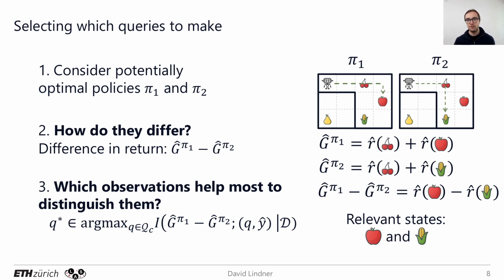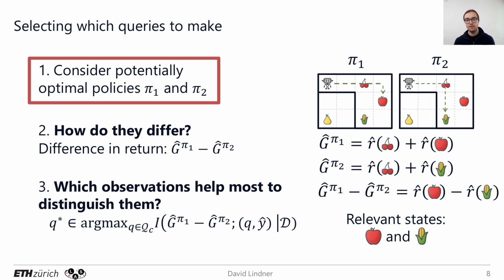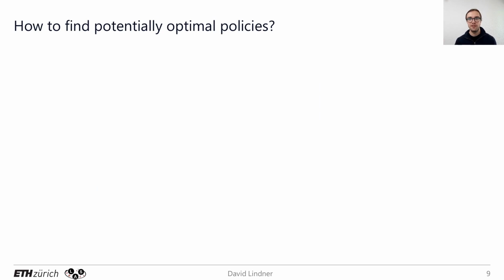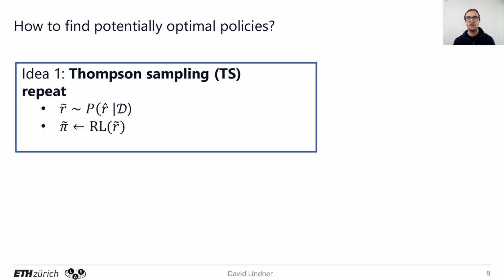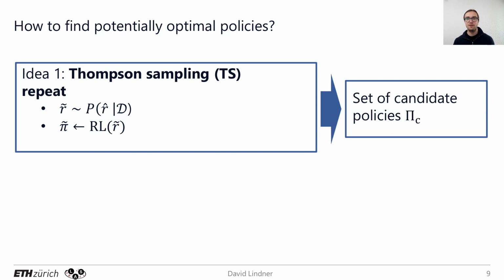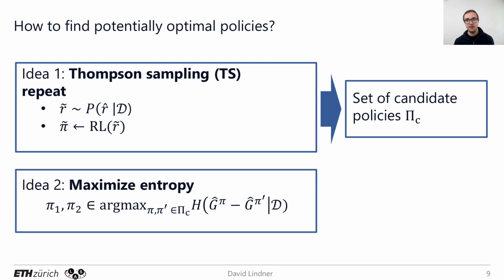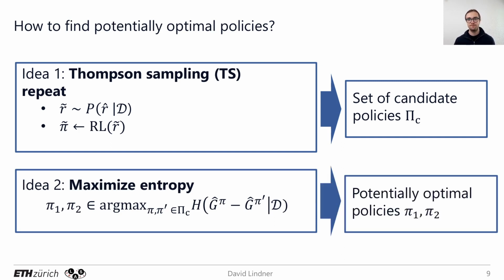There's one component that I skipped over here, which I now want to talk about, which is how do we find these potentially optimal policies in the first place. And so we essentially combine two ideas to do that. The first one is Thompson sampling. So we sample a set of reward functions from the agent's current belief over rewards, and then we find policies that optimize these samples. And this gives us a set of candidate policies that represent the agent's current belief about which policies are optimal. And then to select two policies from the set, we maximize the entropy of the difference in return between policies. So this exactly gives us two policies that the current model is most uncertain about.